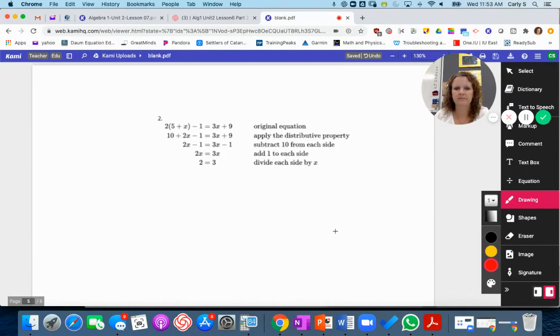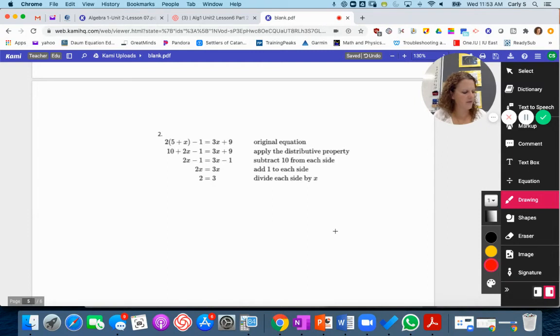Let's look at the next one. Here, I have my original equation. Okay, we applied the distributive property by just distributing the 2 through that equation. 2 times 5 is 10, 2 times x is 2x. So that's perfectly valid. Everything is written the same. And then it looks like we subtracted 10 from both sides. Gets rid of that. And 9 minus 10 is negative 1. So I have 2x minus 1 equals 3x minus 1. Okay? Then I can add 1 to both sides.